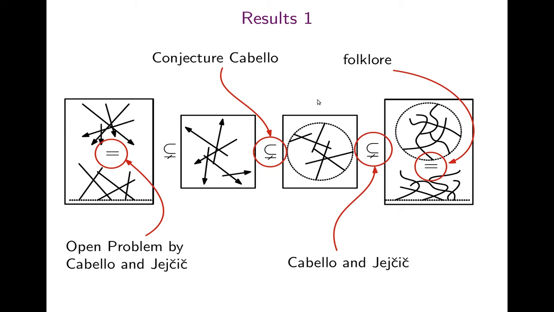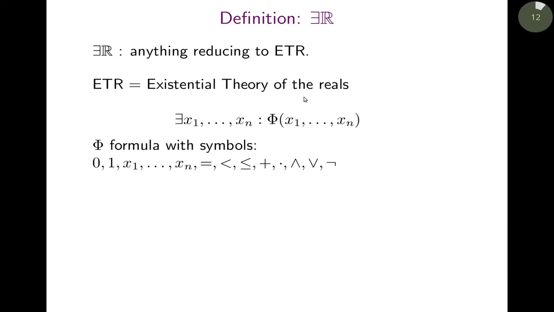Okay, so that is the result, but that's only the first part of our results. In order to explain the second part of our results, I have to explain this complexity class existential R. Existential R is anything that reduces in polynomial time to this algorithmic problem, ETR. So what is ETR?